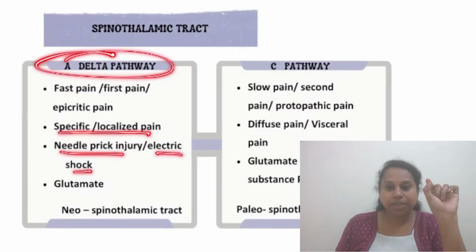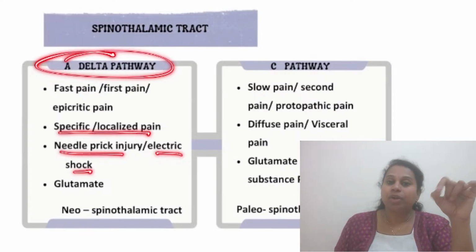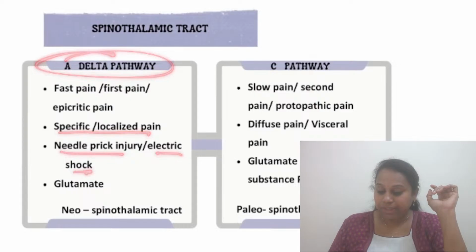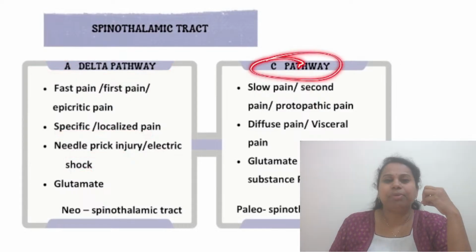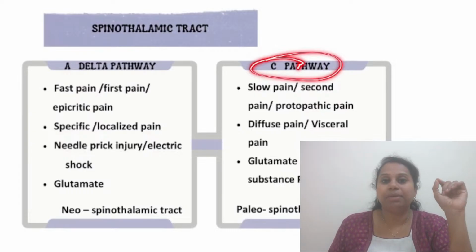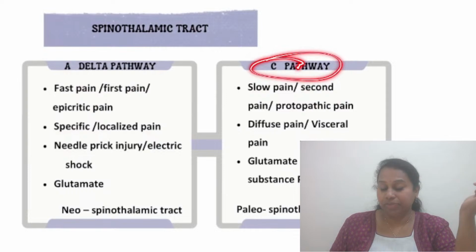If you have a needle prick injury in the tip of your finger, only in the tip of the finger you will have the pain. Only in that area you will have the pain. You will not experience pain in any other part of the body because the pathway is very specific. But the C pathway gives many diffuse connections, many diffuse branching in the midbrain points and medulla. That's why, since the pathway itself is very diffuse, the pain is also diffuse. So that carries diffuse pain.